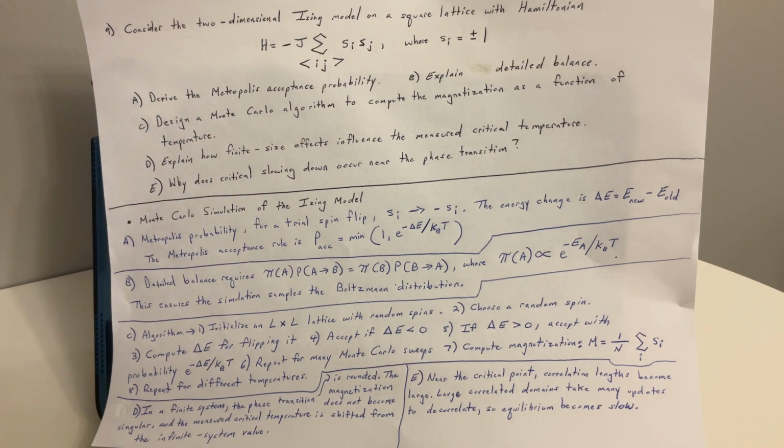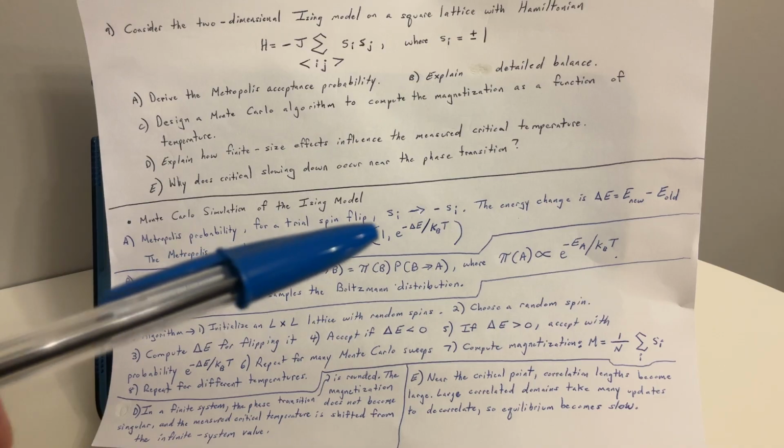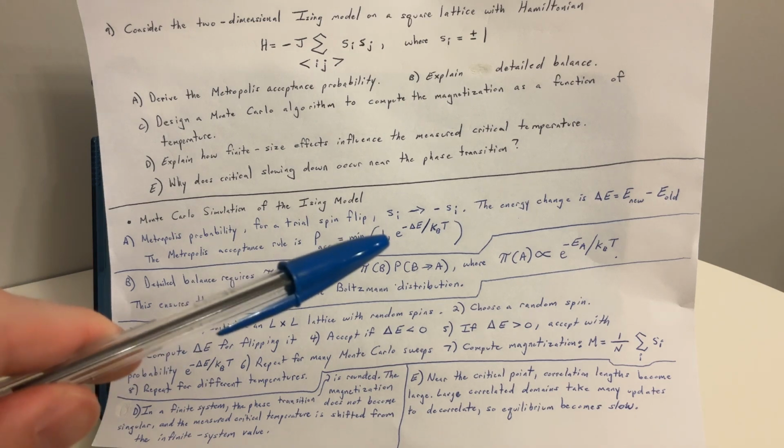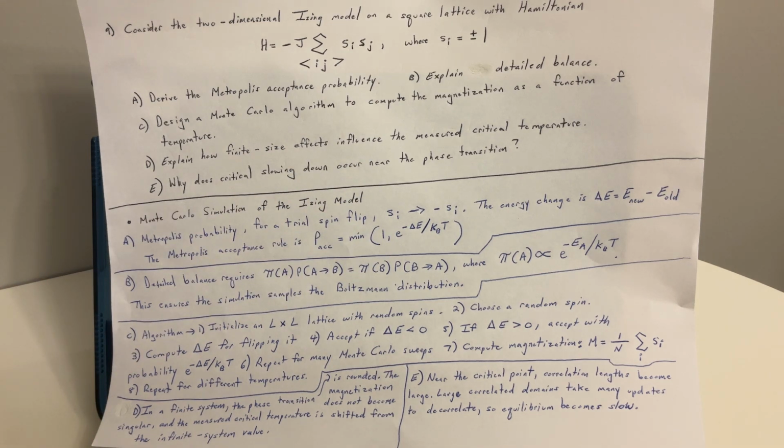For part A, derive the Metropolis acceptance probability. So this is a Monte Carlo simulation of the Ising model. Metropolis probability for a single spin flip: we have S sub i going to negative S sub i. The energy change is here, delta E equals E sub new minus E sub old. The Metropolis acceptance rule is P sub acc equals the min of 1 comma e to the negative delta E over k sub B T.